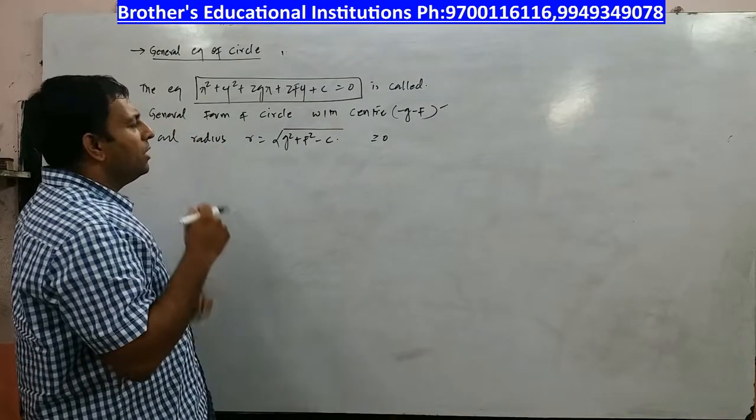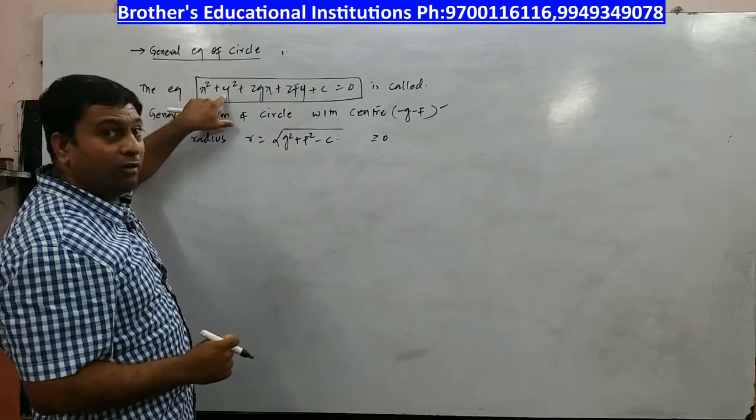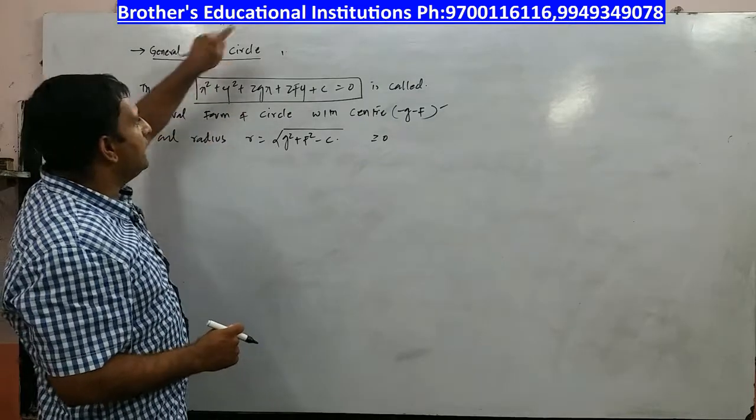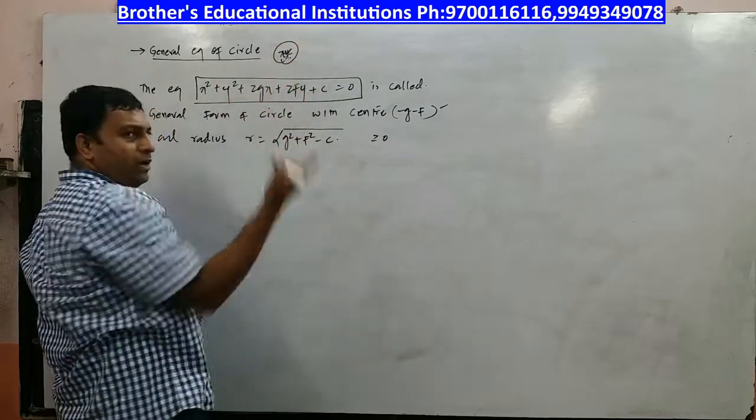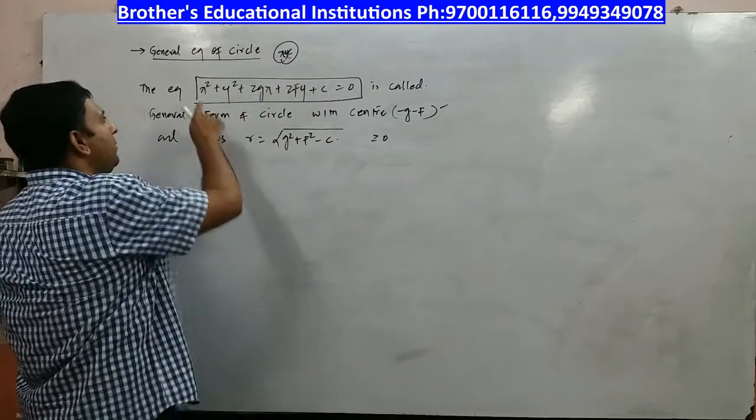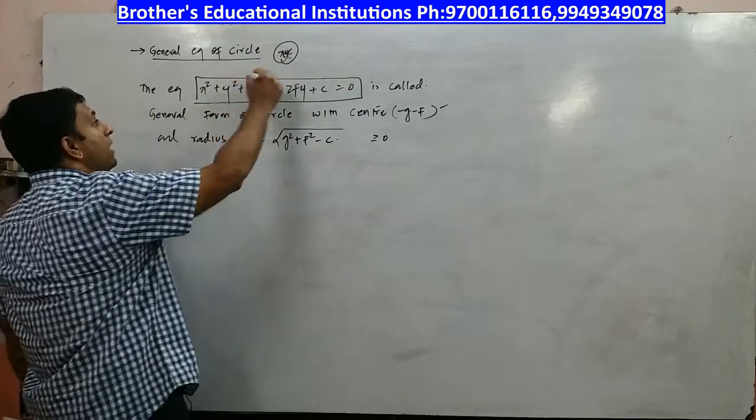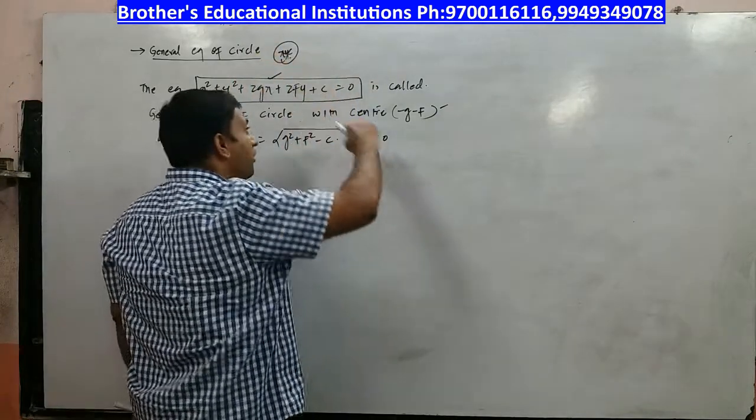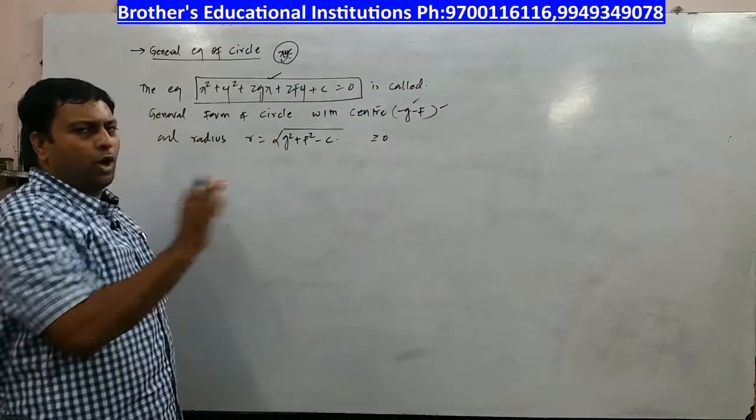Not in every form. Now what do you mean by general form? Coefficient of x square and y square should be equal. You have satisfied the first condition. And is there any xy term together? There is no xy term, right? So coefficient of xy is 0. At the same time, the coefficient of x square and y square should be equal to 1. Only then it is called the general form. And when it is in general form, then the center is minus g comma minus f. Not for all the circles.